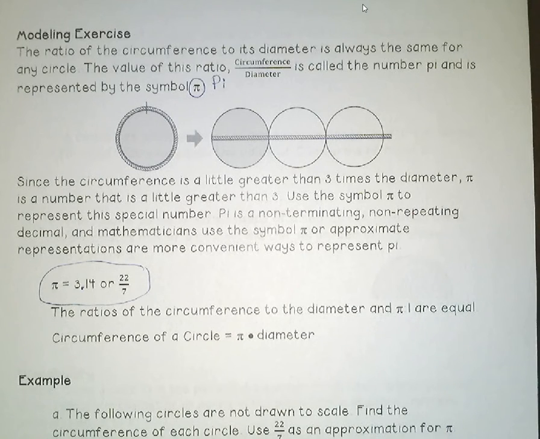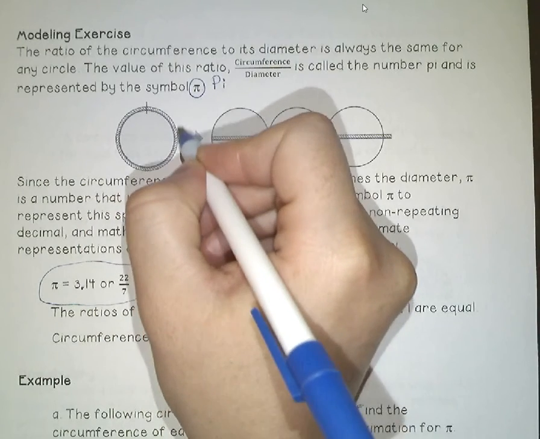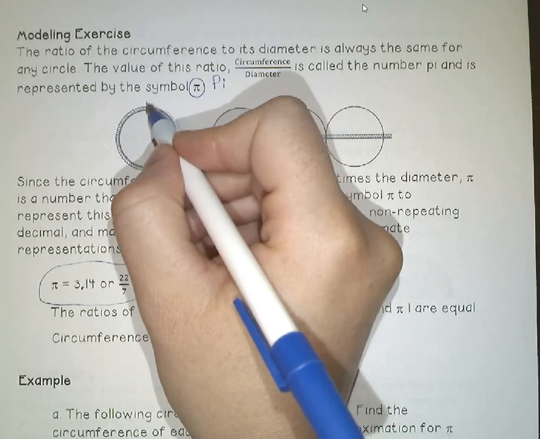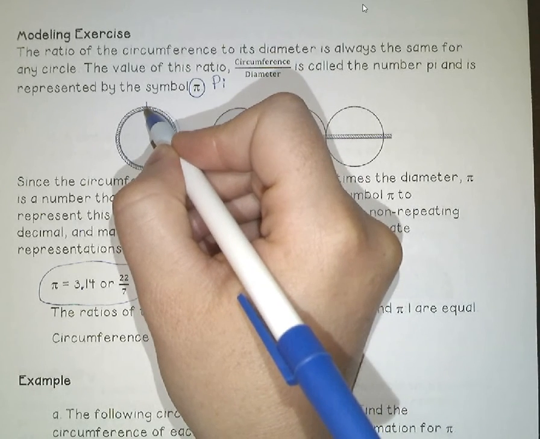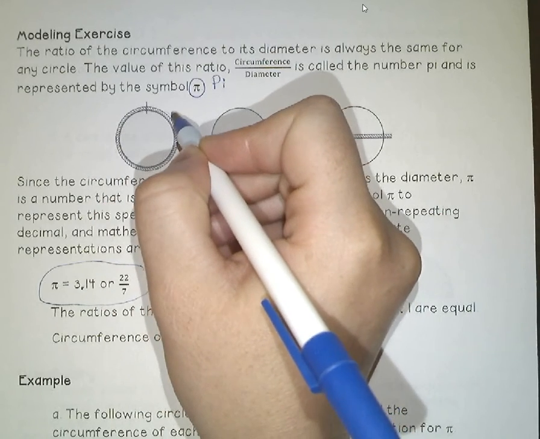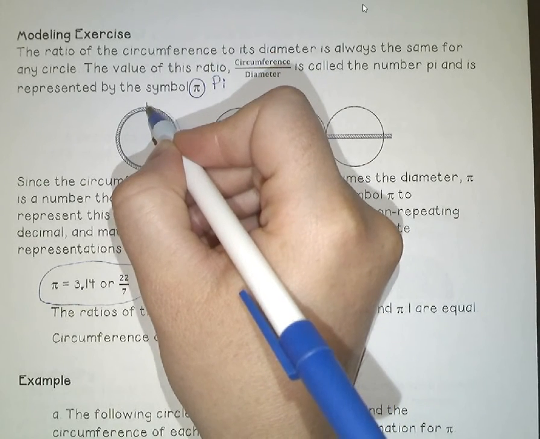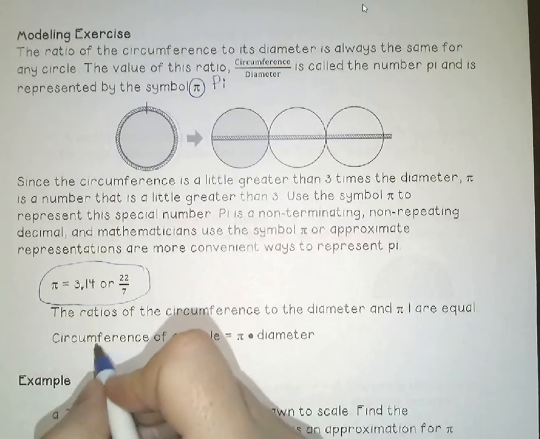The ratio of the circumference to the diameter and pi are equal. The circumference of the circle is found by multiplying the diameter by pi. What is the circumference of the circle? The circumference of the circle is the outside of that circle. You know how to find the perimeter of a shape, right? When we add all the sides. Well, a circle does not have sides that we can add, but the perimeter, the distance around that circle, is called the circumference. Distance around the circle.